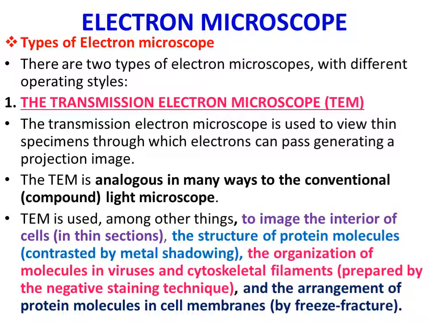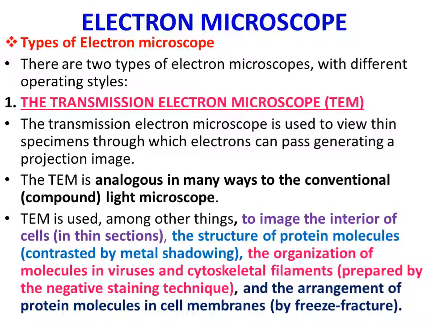So through the thin section the electrons pass, and the transmitted electrons are scattered onto the detector. The transmission electron microscope is analogous, that means similar in many ways, to the conventional compound light microscope. It is used, among other things, to image the interior of cells in thin sections. In thin sections we can see the interior of cells: mitochondria, ribosomes, everything.